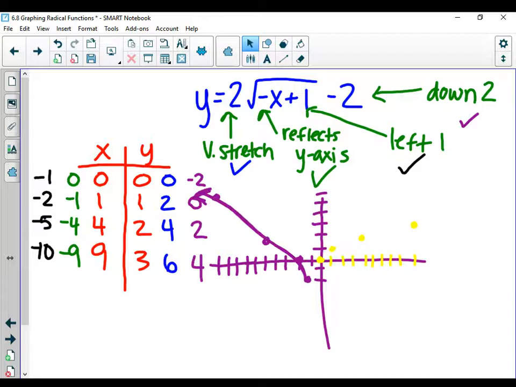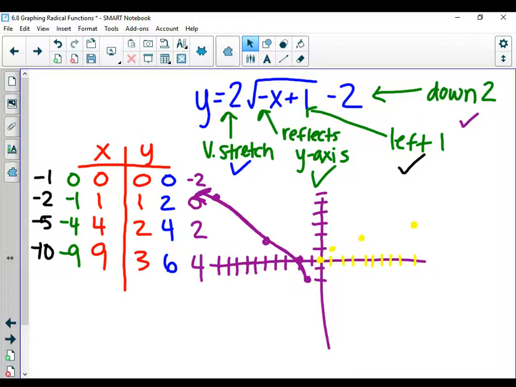What's my domain here? There's something over here, -1. Something over there? Yeah, sorry, I'm trying to answer the question. Negative infinity to -1, or X is less than or equal to -1. Okay? So that has changed. Okay? Questions on transformations with square roots?